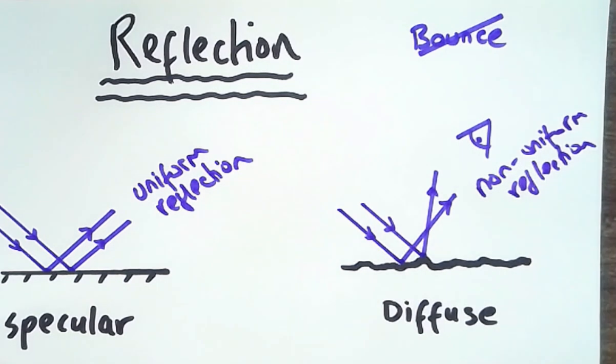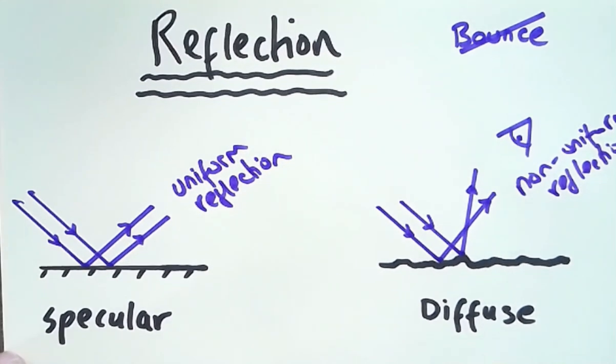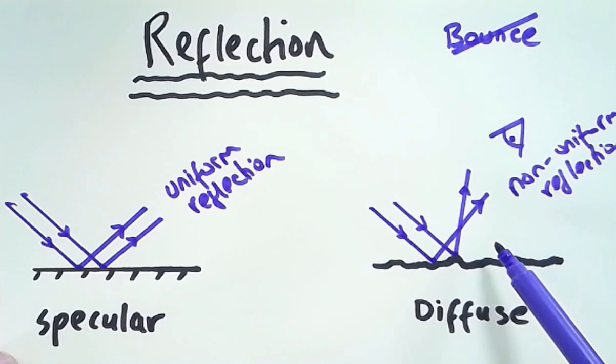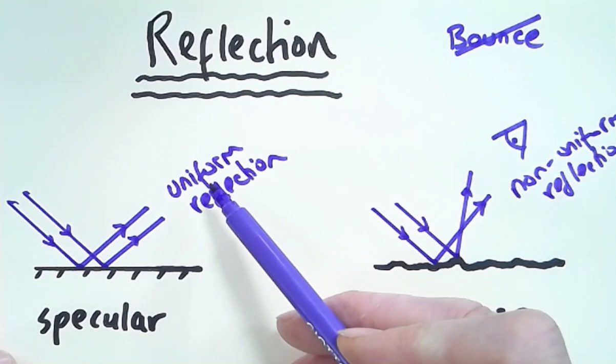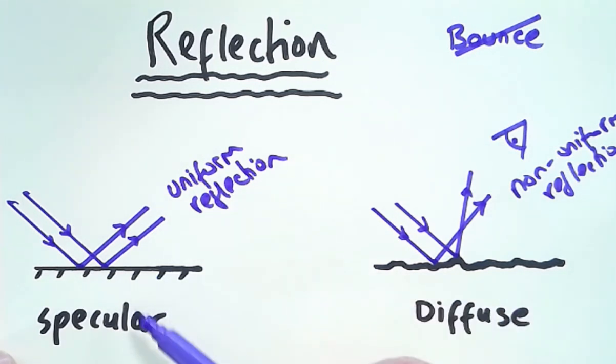reflection. So as I said, most of the time, this is the kind of reflection we get off the objects all around us. It's only when the surface is very, very smooth and uniform that we get uniform reflection, and therefore that's what we call specular reflection instead.